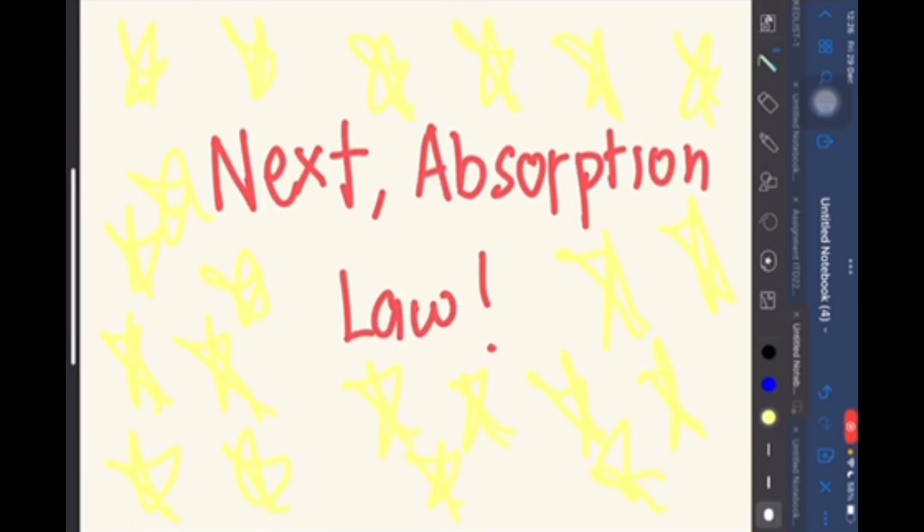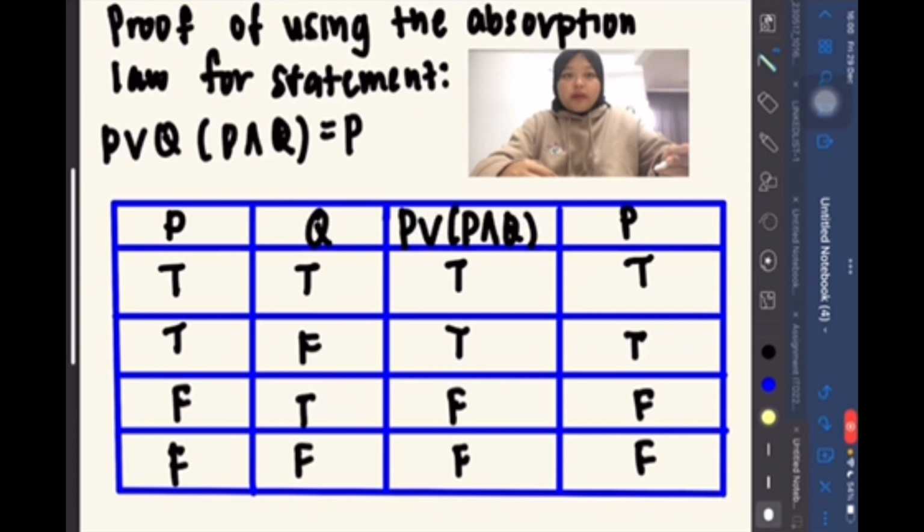Next, we're going to answer a question about absorption law. The truth table confirms that for all combinations of truth values of P and Q, the expression P or (P and Q) is equal to P. This supports the absorption law, which states that the disjunction (or) of a proposition A with the conjunction (and) of A and another proposition B is equivalent to just A.